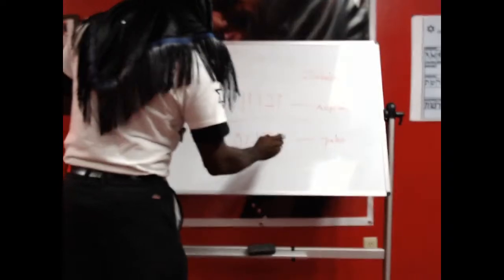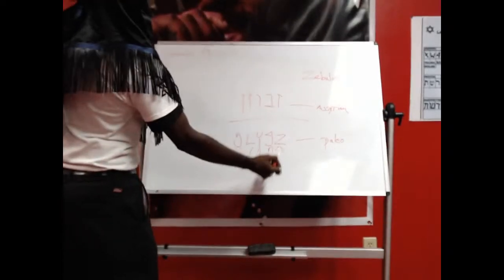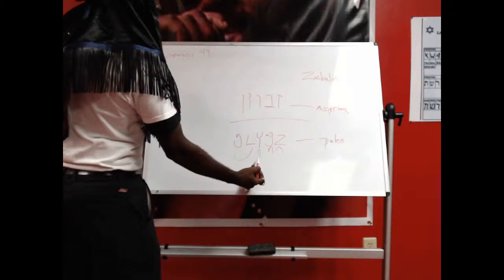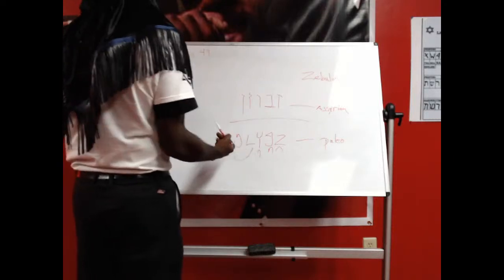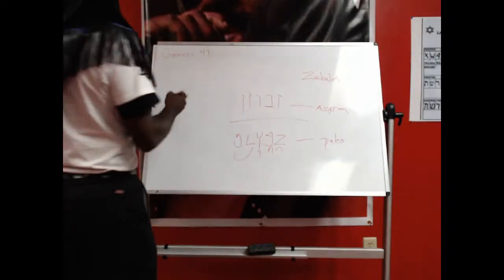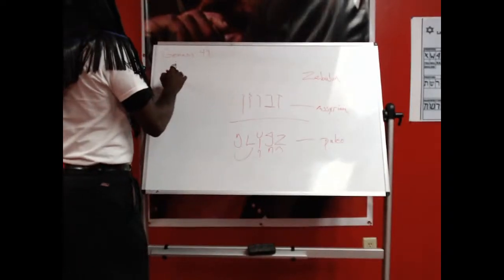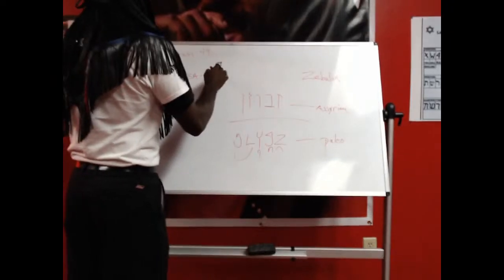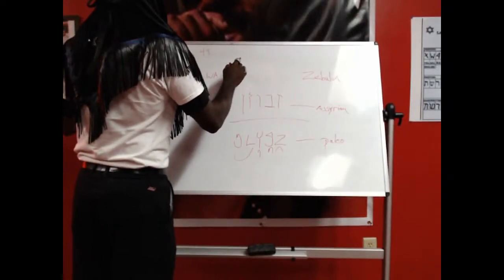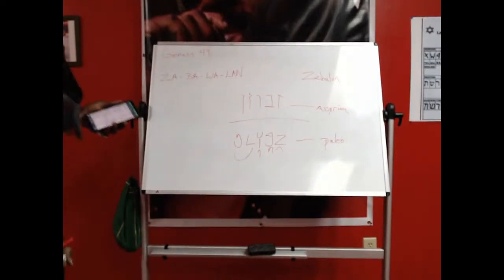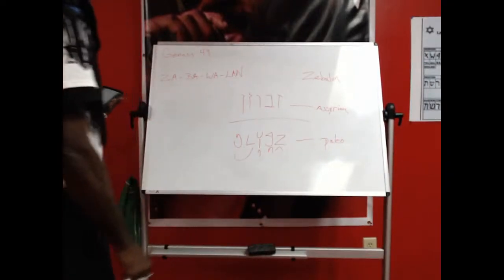Zabawalan. Za has a frown face connector. Ba is a frown face connector. Wa is a frown face connector. La and the Na go together. Zabawalan. Alright? Za. Ba. Wa. Lan. Zabawalan.